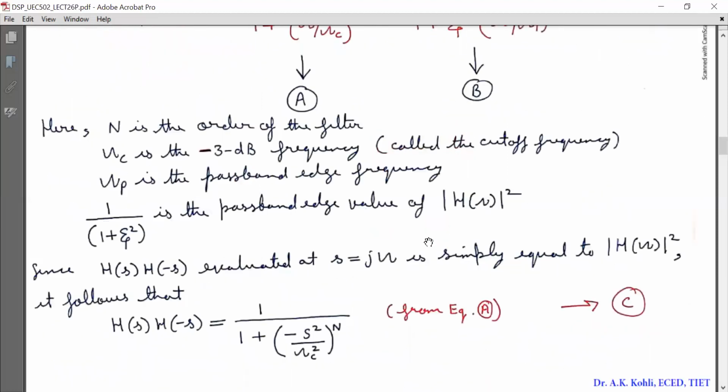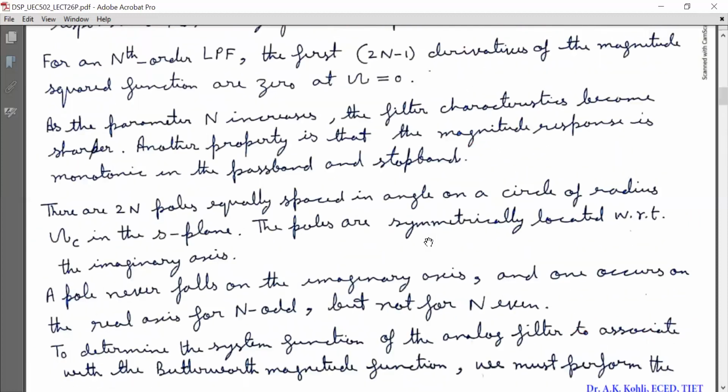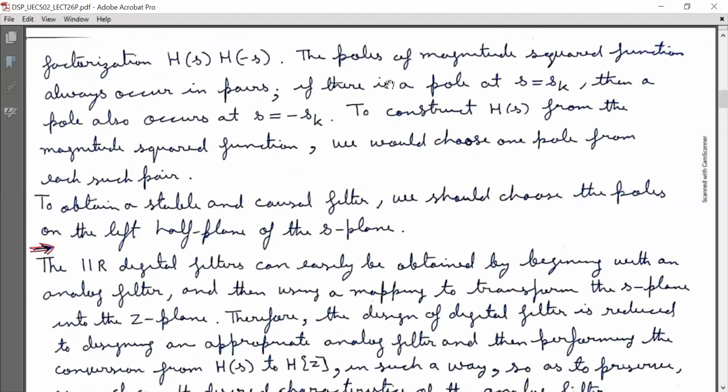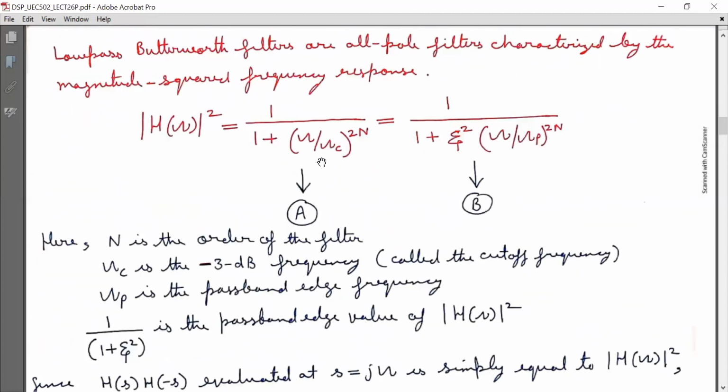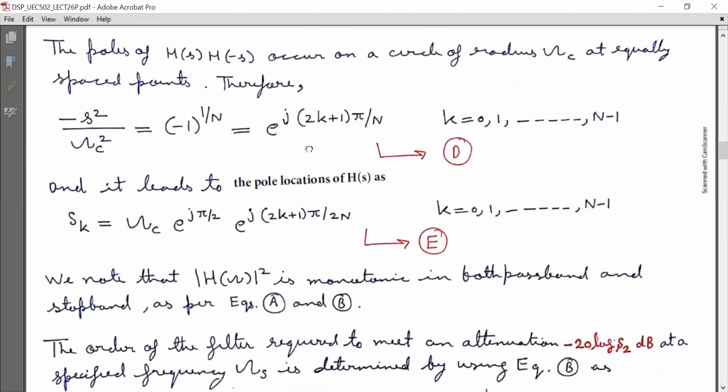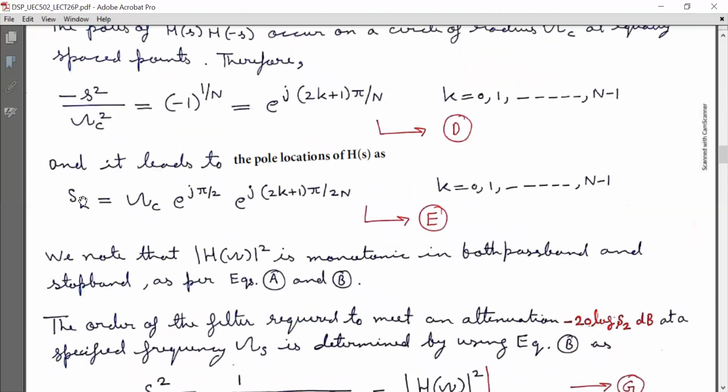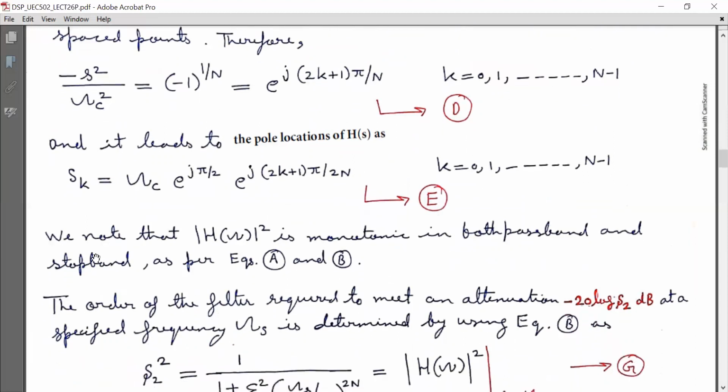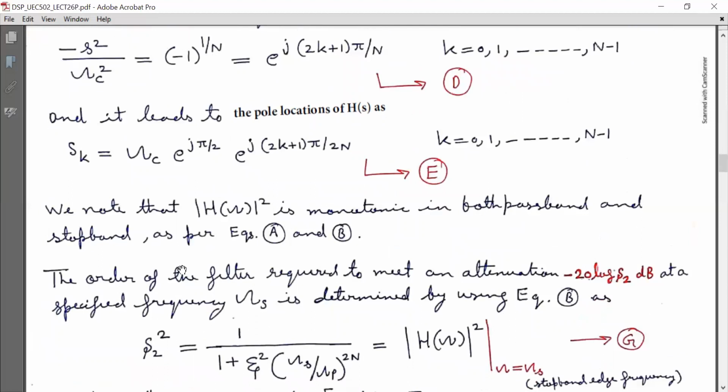Now we look back to a typical point. The poles of magnitude square function always occur in pairs. If there is a pole at s is equal to s_k, then a pole also occurs at s is equal to minus s_k. So if a pole is occurring at s is equal to s_k, then there is a pole at s is equal to minus s_k also, and that corresponds to the pole of H(-s). So we note that magnitude H(omega) square is monotonic in both passband as well as in stopband as per equation A and B.